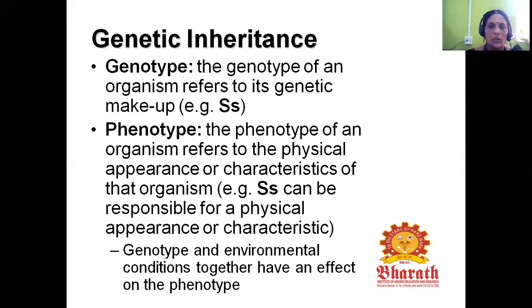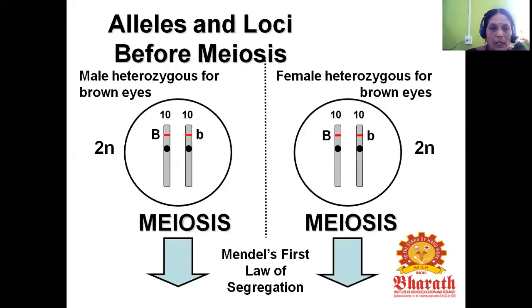The genotype of an organism refers to its genetic makeup, for example capital S, small s. The phenotype of an organism refers to the physical appearance or characteristics of that organism. For example, capital S, small s can be responsible for a physical appearance or characteristic. The genotype and the environmental conditions together have an effect on the phenotype.